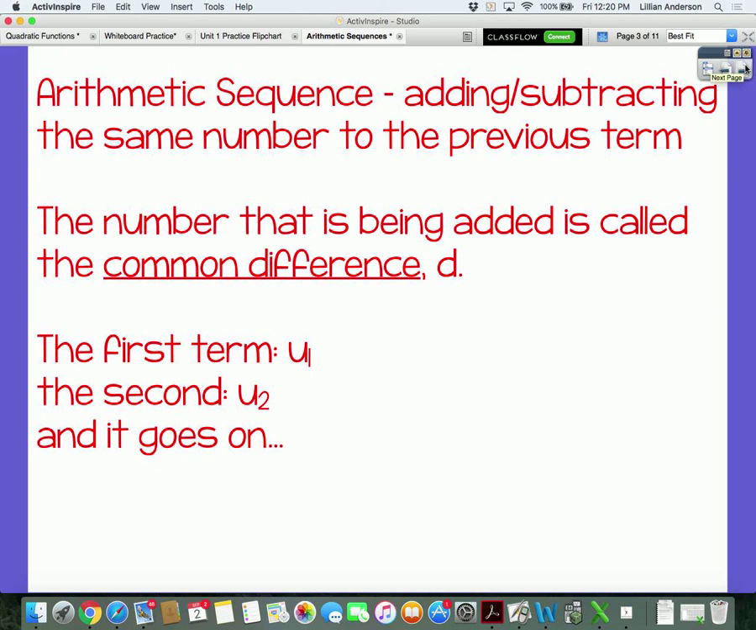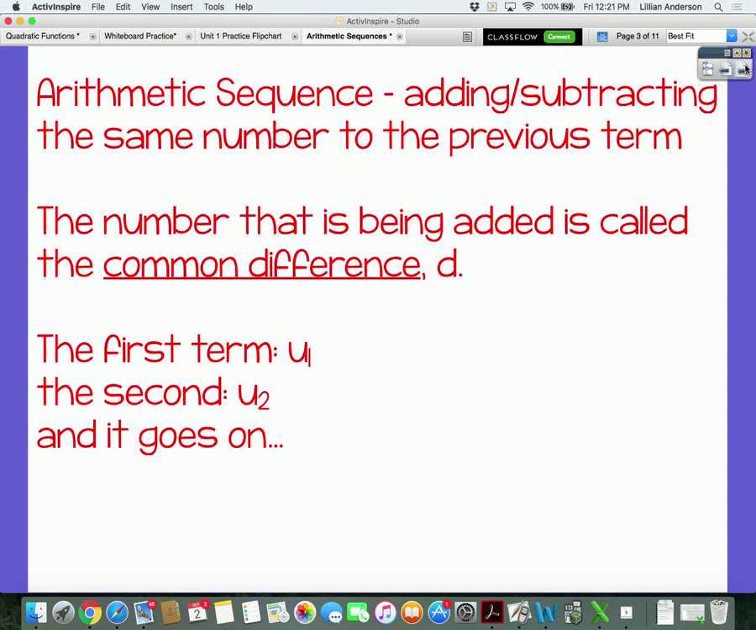Now, an arithmetic sequence, more specifically, is when you're either adding or subtracting the same number from the previous term. That number that is being added or subtracted is called the common difference, d. The reason I only have "added" there is because your common difference will be like a positive 3 or a negative 3. So you're either going to add 3 or add a negative 3 every time. Your common difference can be positive or negative, but you never say you're subtracting 3 from each term, you're adding a negative 3.